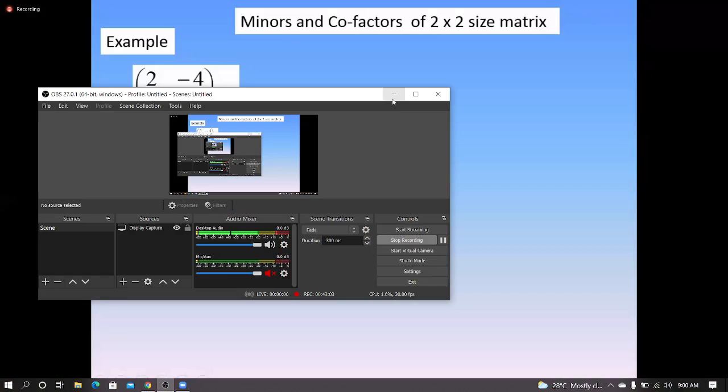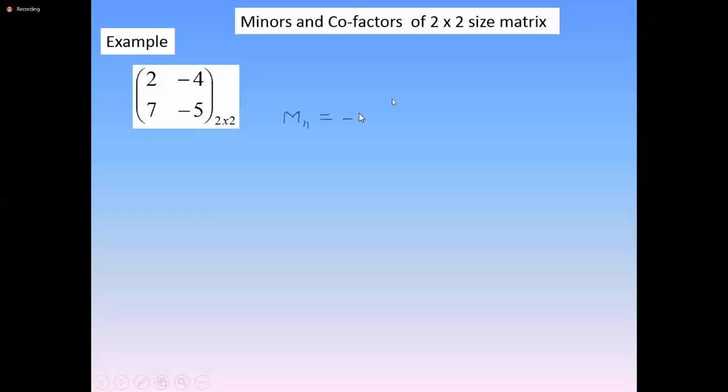Similar, this minus 5. You then delete this one, then M12 is, then M, delete this one, it remains 2.